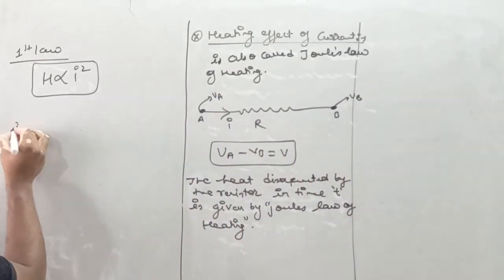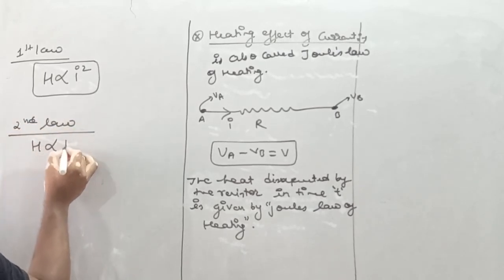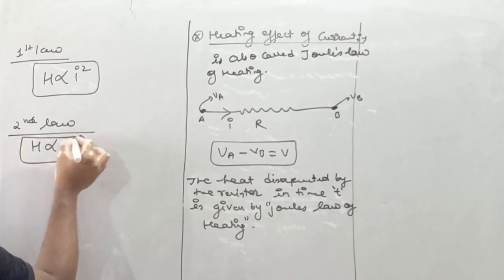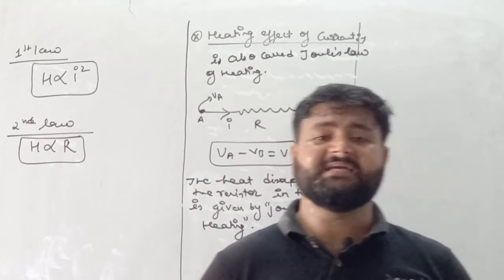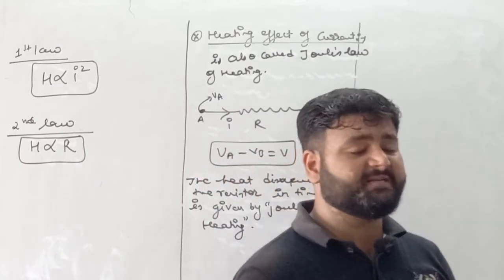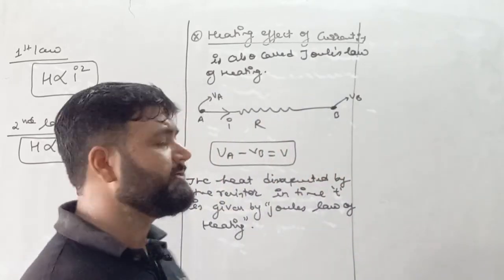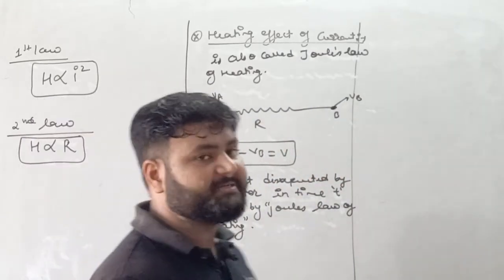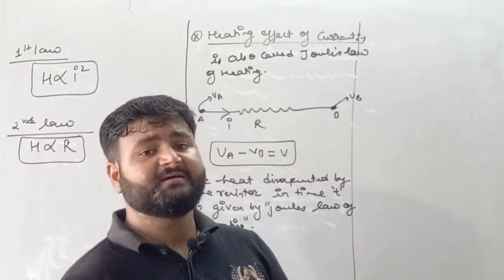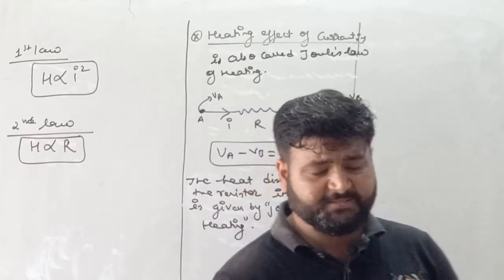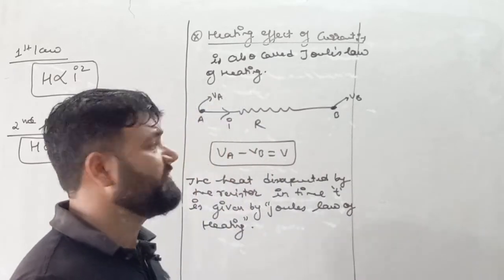Second law, my dear student, says the heat dissipated by the resistor is directly proportional to its resistance. So write down the statement of the second law: the heat dissipated by the resistor is directly proportional to the resistance of the resistor.